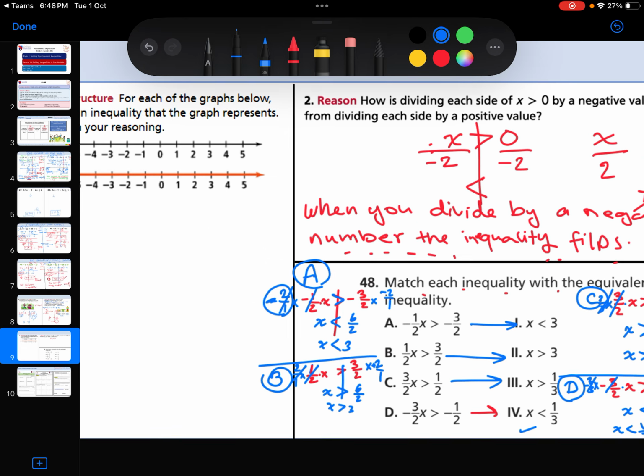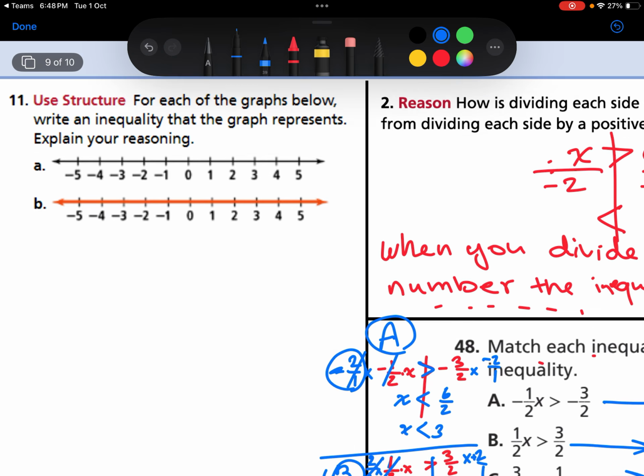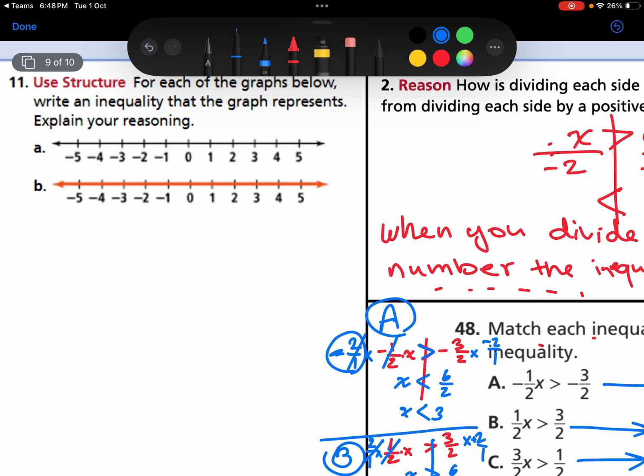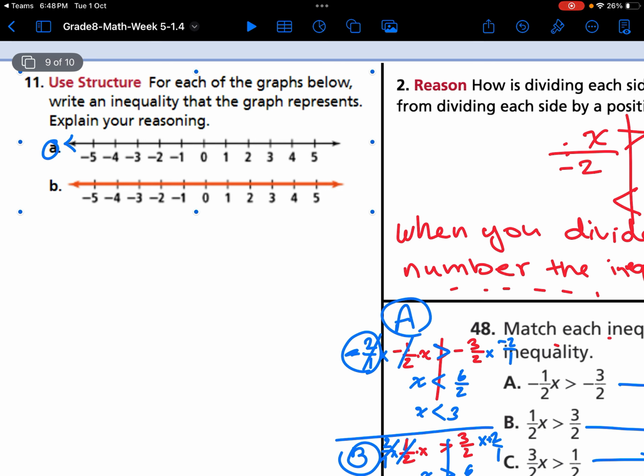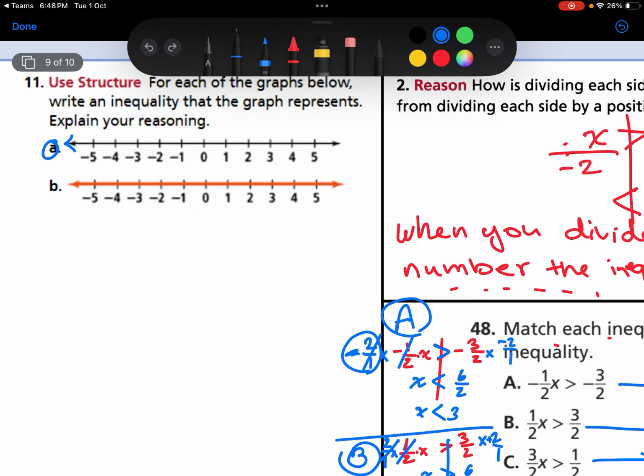For each of the graphs below, write an inequality that the graph represents. Can you see part A? This one is a no solution graph because there is no line that is covering it. There is no answer on the whole graph. So part A, it's a no solution case.